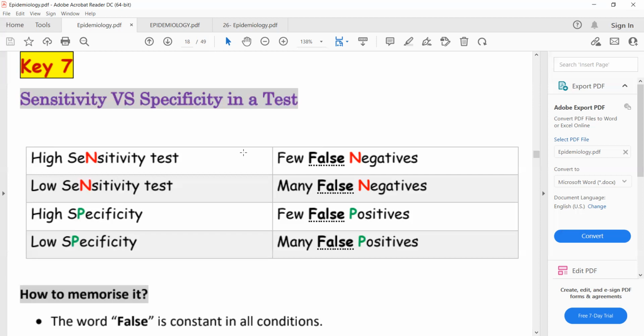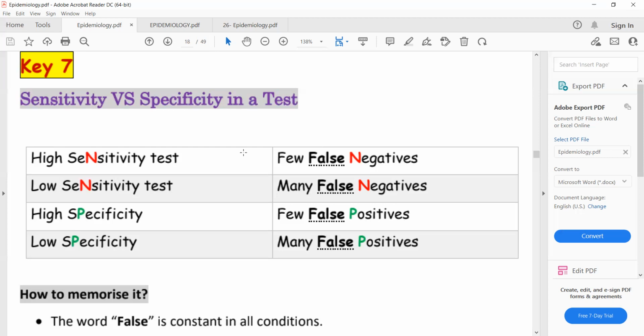So if there are many false negatives, then we will say the sensitivity is low. And if there are few false negatives, then we'll say the sensitivity of the test is high. So the sensitivity of a test can be calculated from false negative results, and specificity can be calculated from false positive results. Remember these two lines. There is an inverse relation between sensitivity and false negative, and specificity and false positive. Few false negatives means high sensitivity. Many false negatives means low sensitivity. Inverse relation between these two.